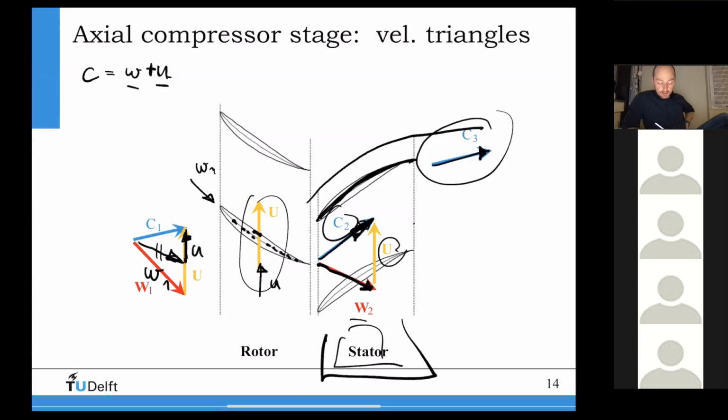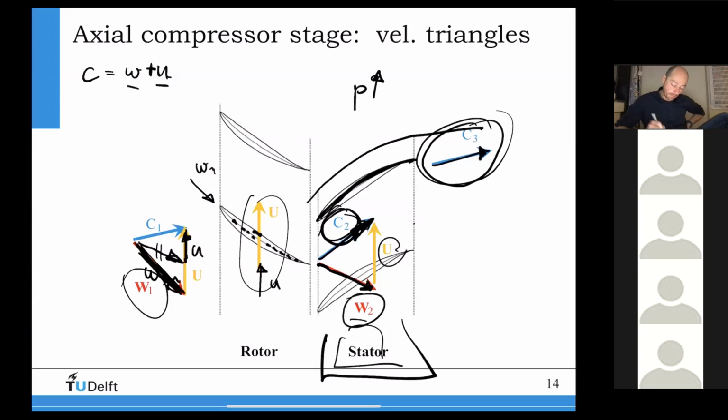If you think about the Bernoulli equation, what does this mean? Here I have large velocity, low pressure. Here I have low velocity, higher pressure. The pressure has increased here. But if you look at the relative frame of reference for the rotor, you can see here inlet velocity W1 is larger than W2, which means that the pressure has increased here in the rotor as well. So I have two diffusers basically that increase the pressure, first in the rotor and then in the stator.